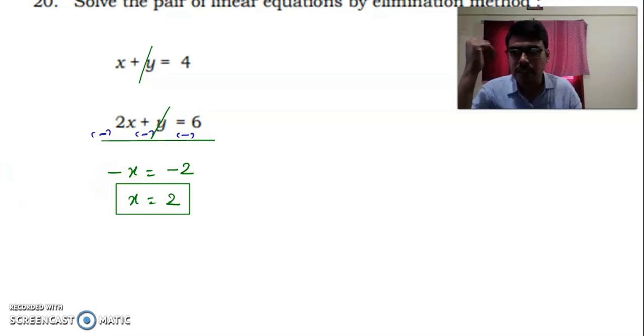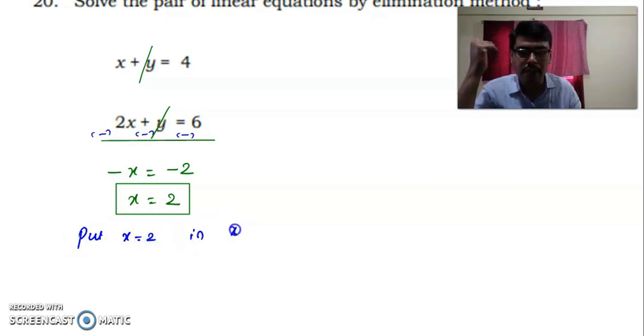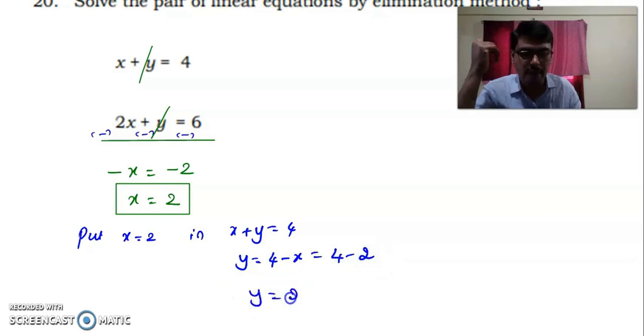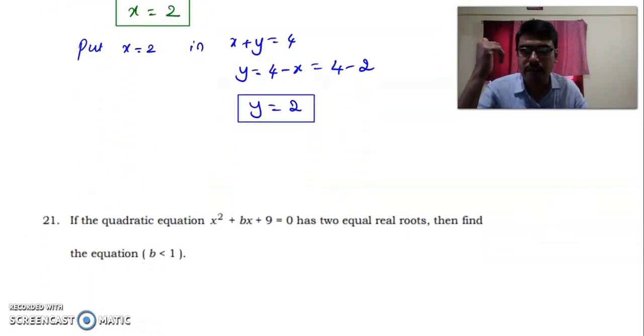Next I am going to get y by substituting x is equal to 2 in x plus y is equal to 4. So y is equal to 4 minus x, it is nothing but 4 minus 2. So the value of y is also equal to 2. So these are the solutions for question number 20.